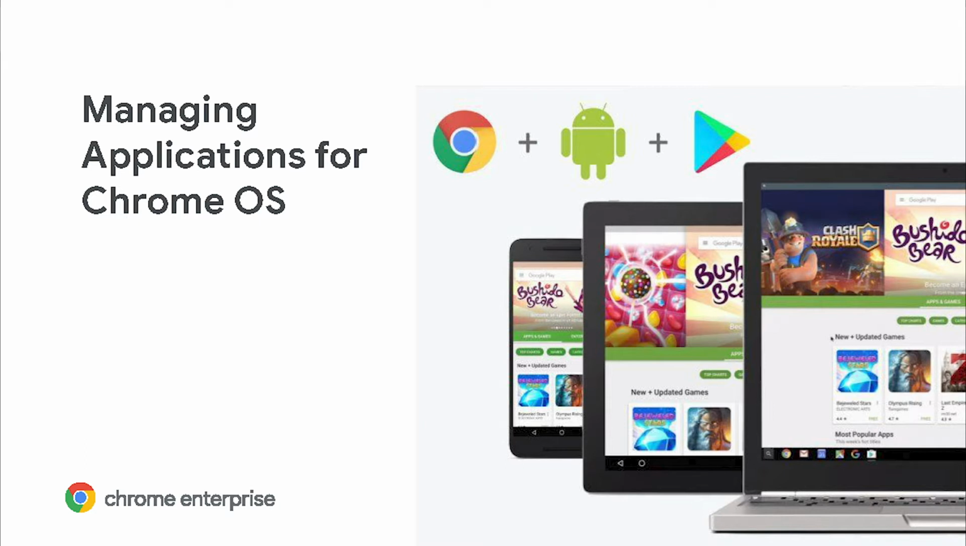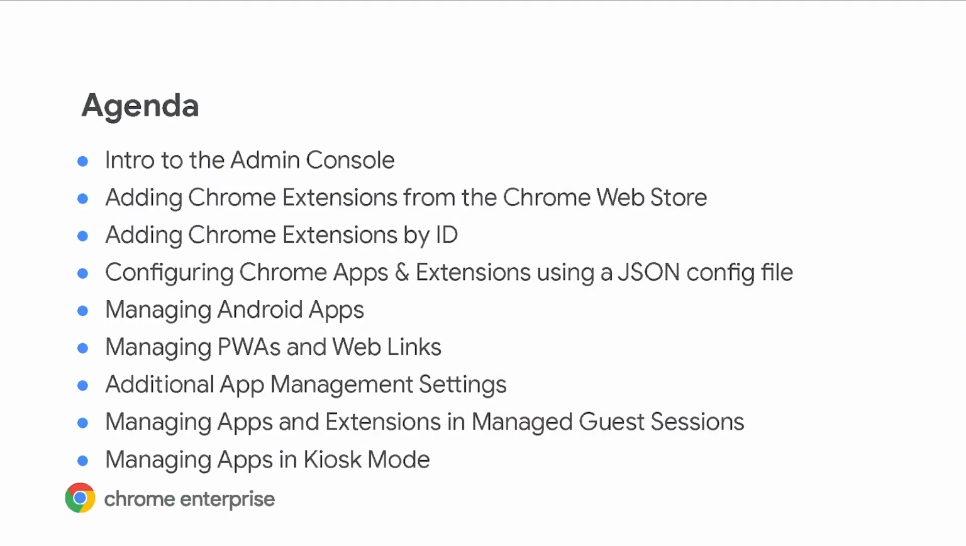And in this webinar, we're going to take a look at managing applications in Chrome OS. Just in terms of the agenda, we're going to start with a brief intro to the admin console. We're then going to look at adding and configuring Chrome extensions, managing Android apps on Chrome devices, adding progressive web apps and web links. We'll then look at some additional policies that can be applied to apps and extensions on managed Chrome devices, and we'll finish up with a quick look at managing apps in managed guest mode and kiosk mode.